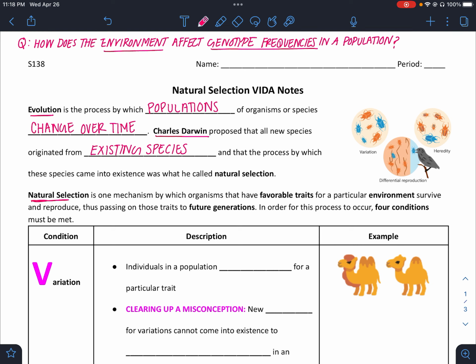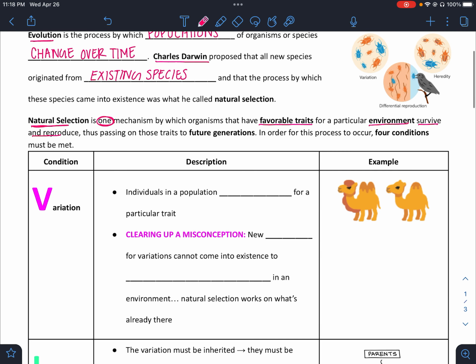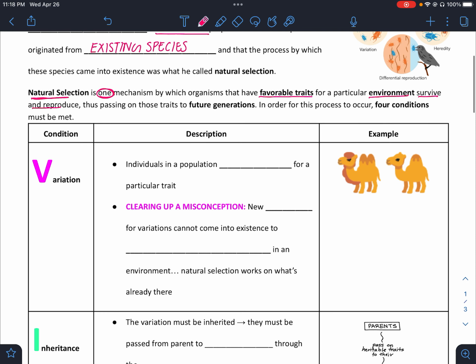Natural selection is one mechanism, there are actually five that we're going to talk about, by which organisms that have favorable traits for a particular environment survive and reproduce. They then pass those traits on to future generations. In order for natural selection to occur, we have to meet four specific conditions. The first condition is something we call variation. This means that individuals in a population differ for a particular trait.